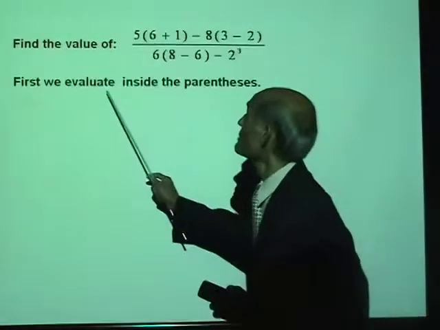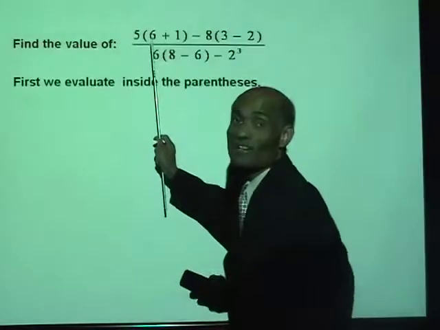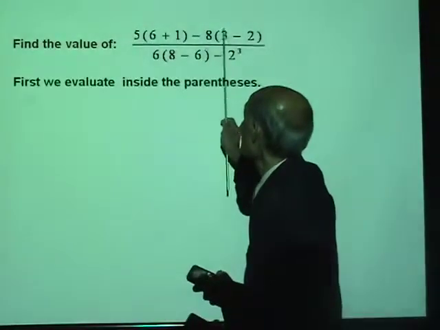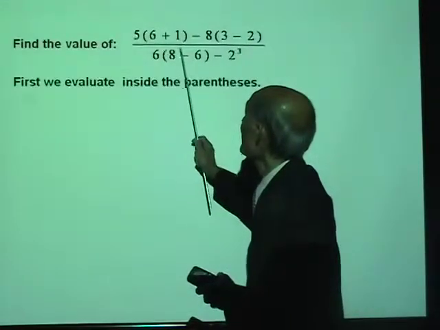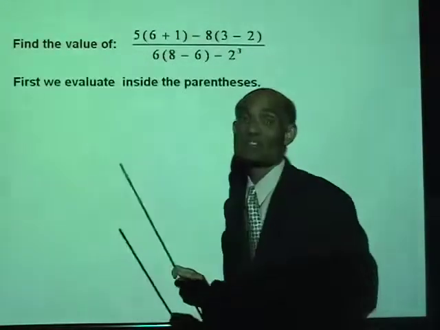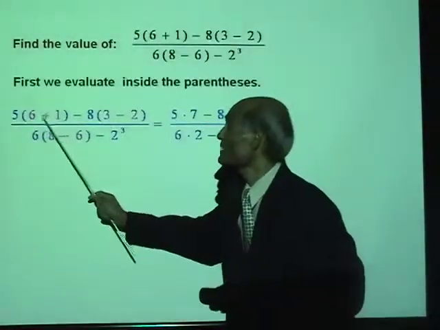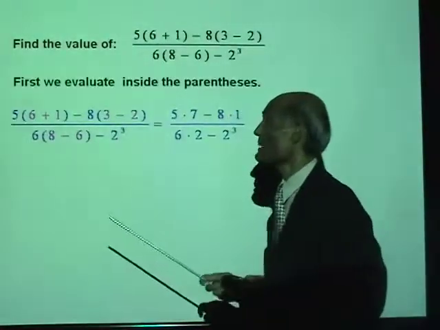Well, we will first evaluate inside the parentheses. Find the value of 6 plus 1, 3 minus 2, and 8 minus 6. That's what we're going to do first, and I have indicated that with colors. So what does that become?